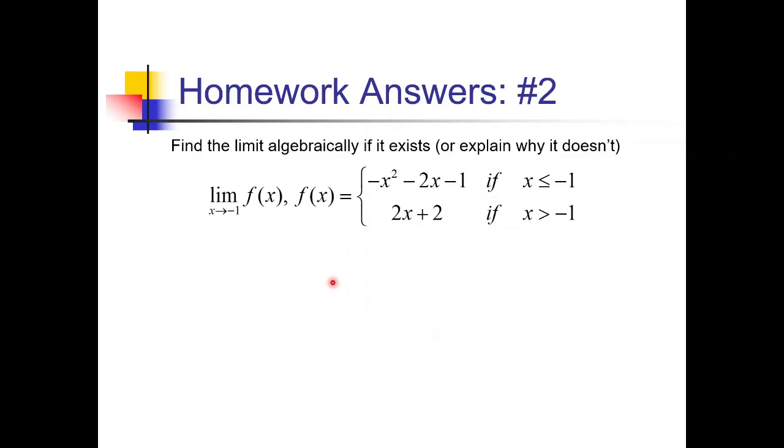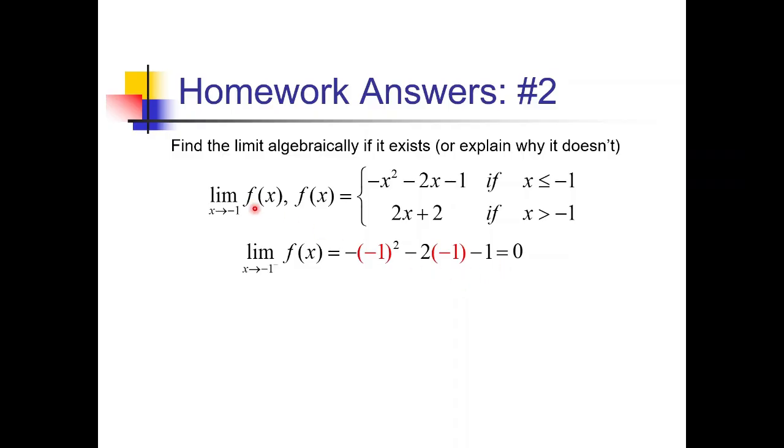For this problem, we're trying to find the limit at -1 for this piecewise function here. Since -1 is a border value, we're going to have to take the left and the right side limits at -1 by plugging -1 into each of these rules, the one rule coming from the left side and the other rule coming from the right side. So let's do our left side limit first. -1's getting plugged into this x squared piece here. So this is going to be negative parentheses -1 squared minus 2 times -1 minus 1. This is -1 plus 2 minus 1, which comes out to 0.